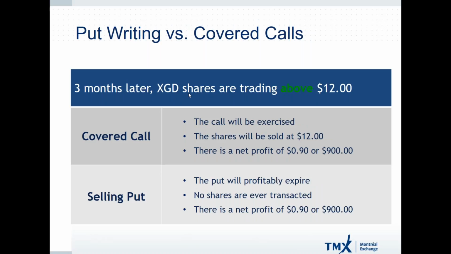From the put writer's perspective, the put will expire profitably out of the money, because as long as the shares are trading above the $12 strike put, there's no obligation, so no shares are ever transacted. But the put option expires, and because we collected 90 cents or $900, that becomes our profit for the position.